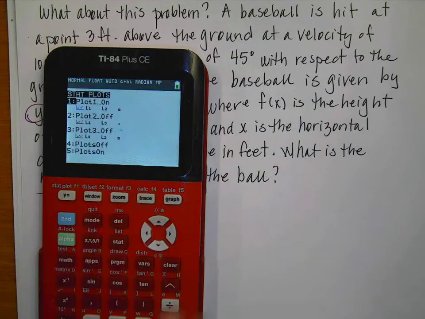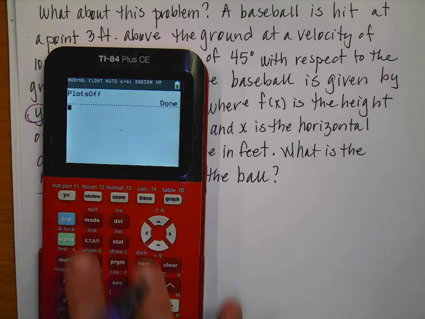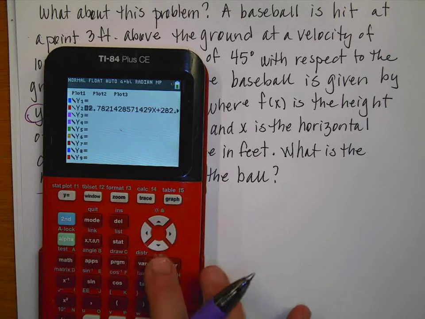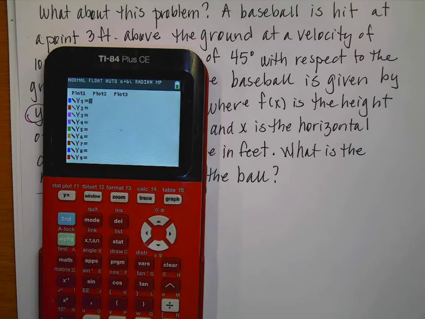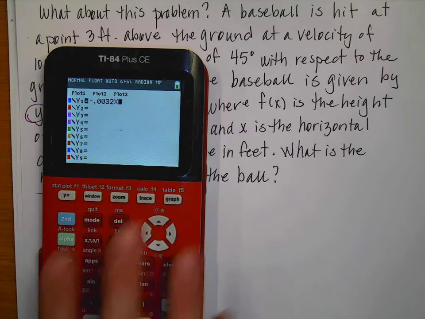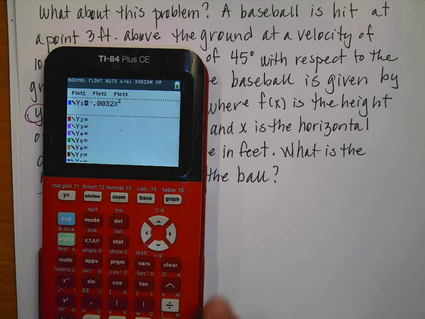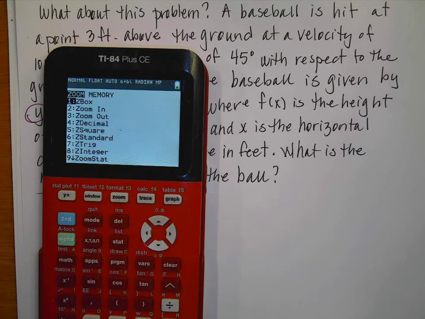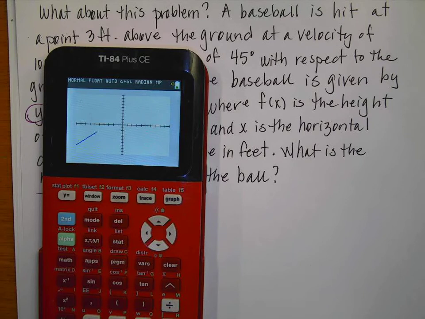So lucky for me, I have a handy dandy grapher, and I'm just going to do this in my calculator. So I'm going to turn my stat plots off to make sure that they're not in the way. I'm going to go to my y equals and clear everything that's there. And I'm going to put in the equation that they gave us, which was a negative 0.0032x squared, and then plus x plus 3. And I'm going to do a zoom 6.